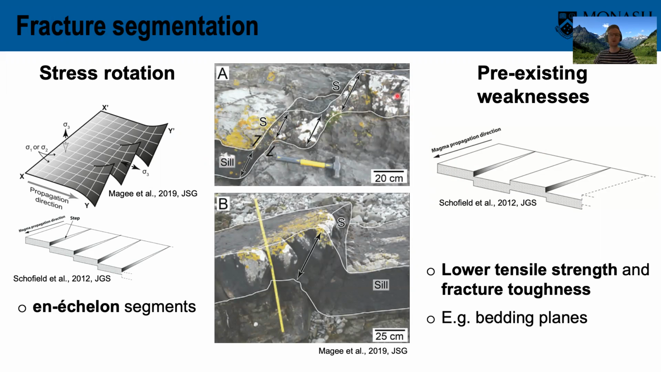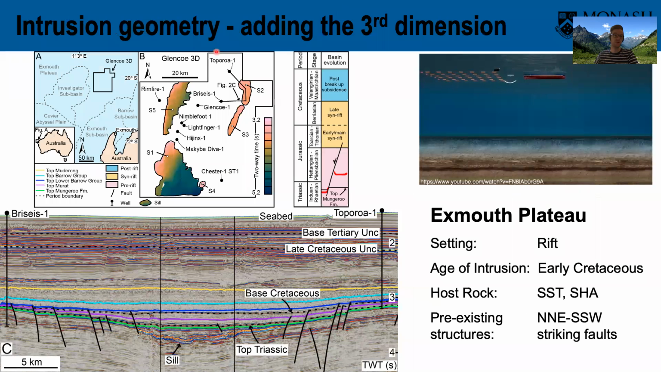But let's move on and have a look at what these intrusions look like in seismic reflection data. The data set we are looking at is located on the northwest shelf of Australia. It's the Glencoe survey, which images 5 sills. The intrusions are of mafic composition and of early Cretaceous age, and are emplaced into Triassic sediments of the Mangrove Formation, so sandstones and shales.